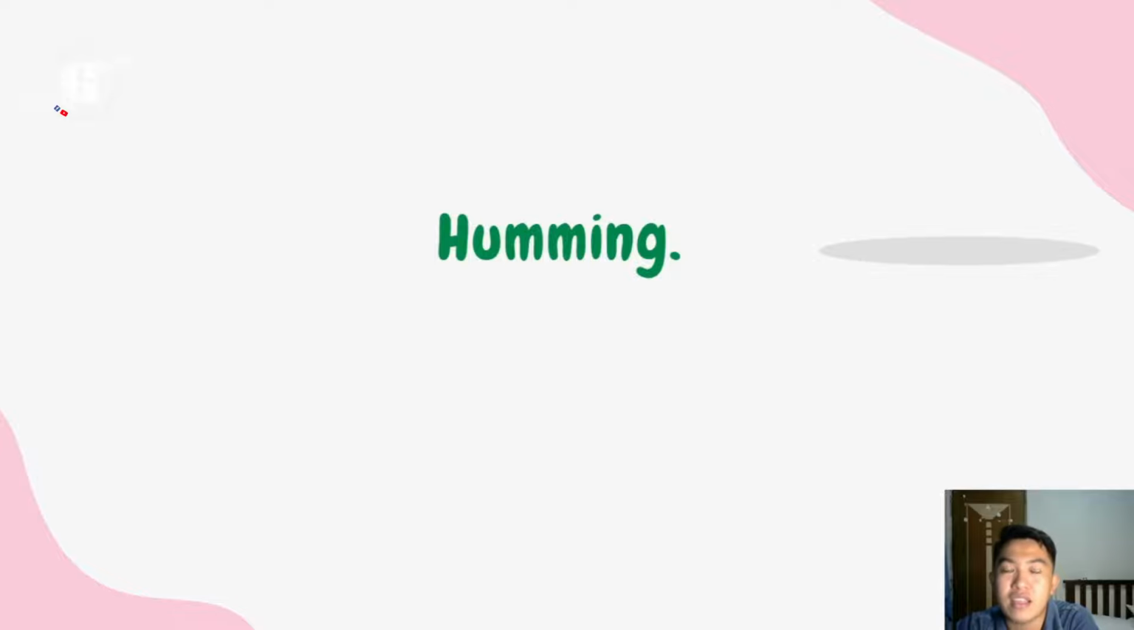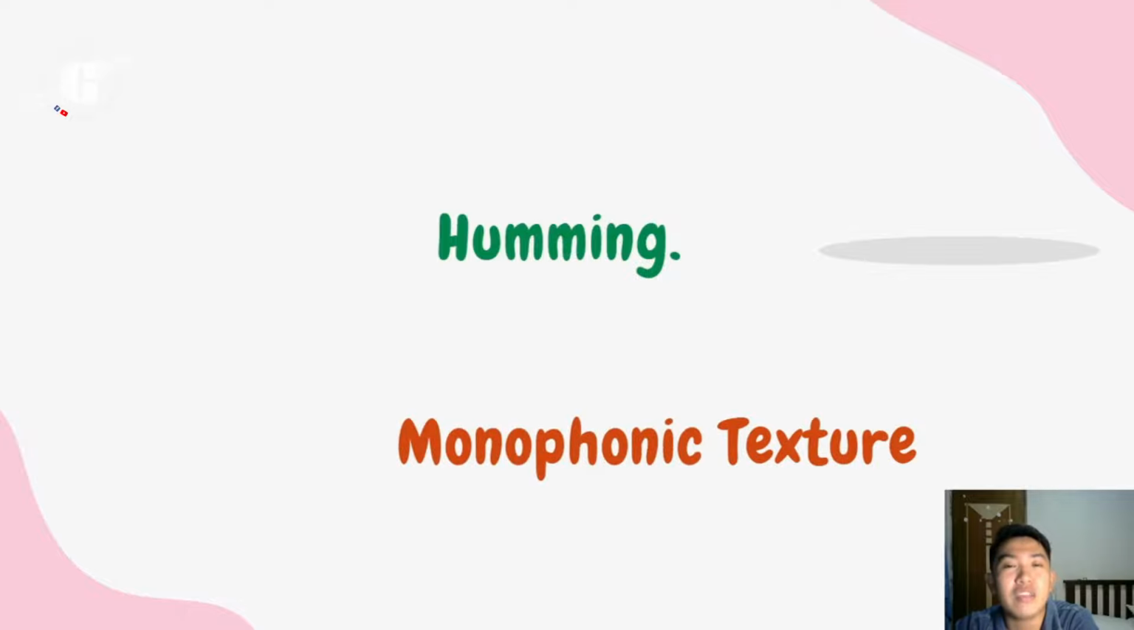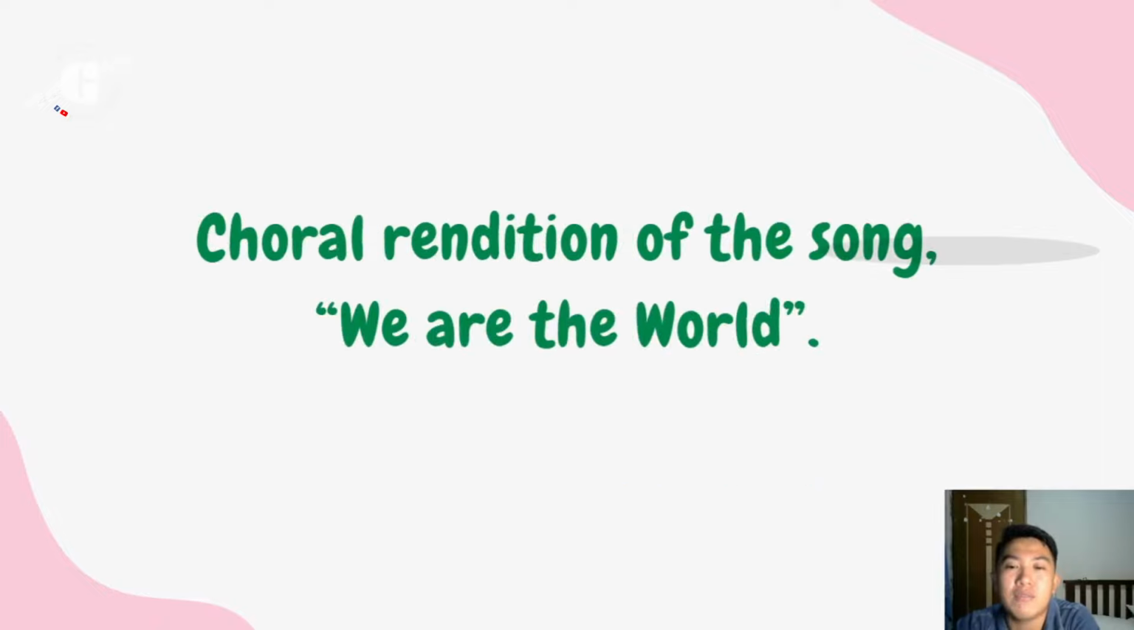Humming. What is it? Is it a monophonic, homophonic, or polyphonic? What is your answer? The answer is monophonic texture. Kasi nag-hum ka lang. Diba? So, wala namang instrument na ginamit. So, you're just humming. Okay? Hindi yan ham na kinakain. Okay? Humming. Okay? Next.